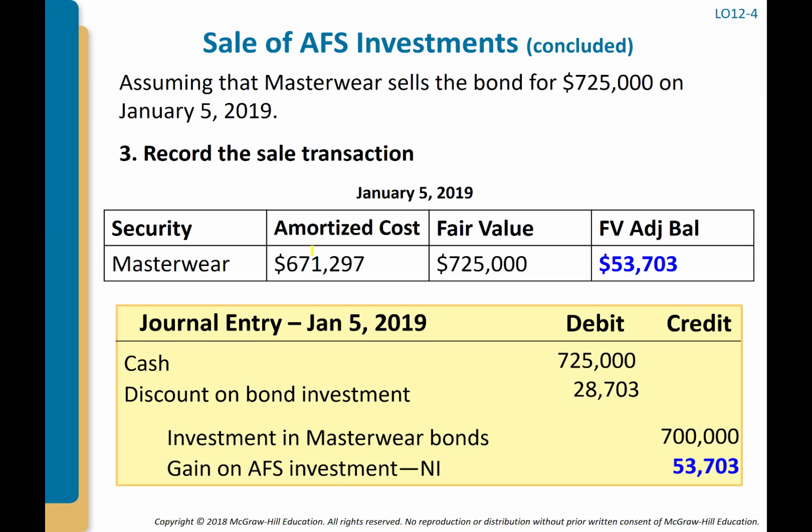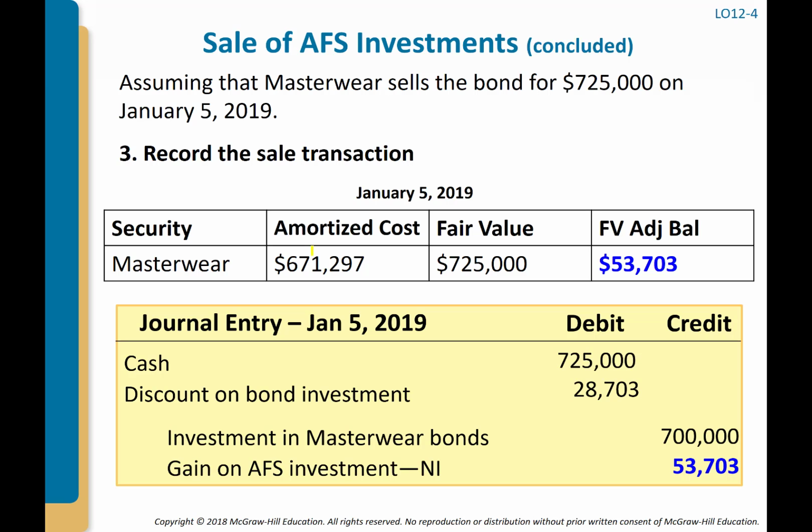Okay. Now here we're going ahead and we are going to take the 725. We're getting rid of the security. We are going ahead and crediting the security for the 700,000. Get rid of that. Taking the cash. Get rid of the discount. Get rid of the security. And we're taking the gain now to net income.